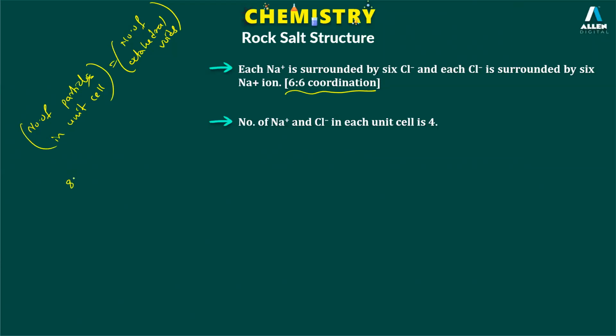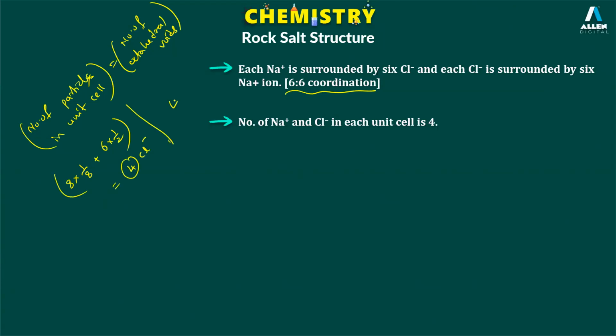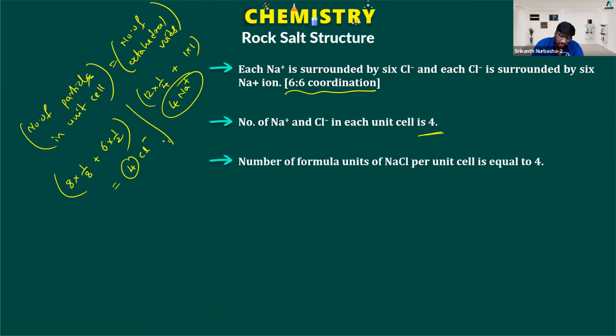4. So 8 chlorides at 8 corners, 8 into 1 by 8, and 6 chlorides at 6 face centers, 6 into 1 by 2. That is nothing but 4 Cl minus ions. And obviously 4 Na plus. Where are the Na plus present? 12 edges are there, 1 by 4, and 1 into 1. So 4 Na plus, 4 Cl minus. So the number of Na plus and Cl minus in the unit cell is 4 each.